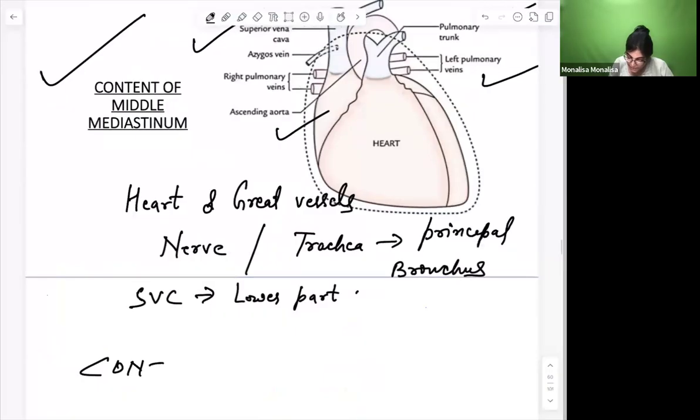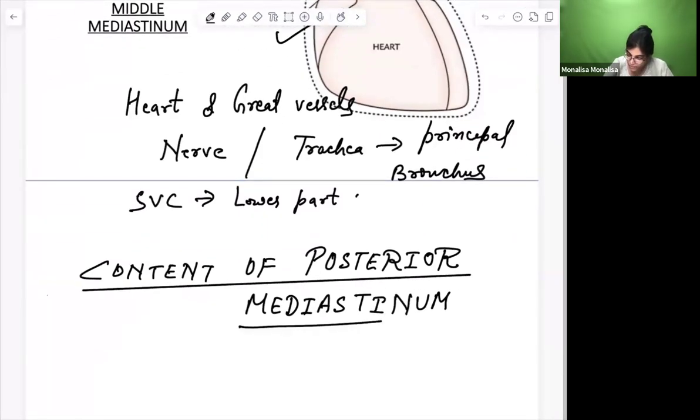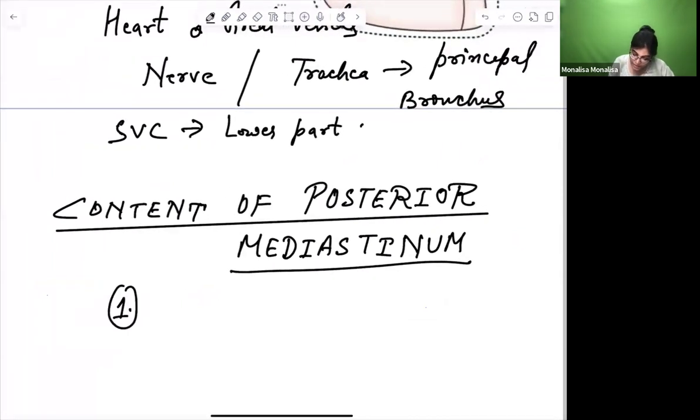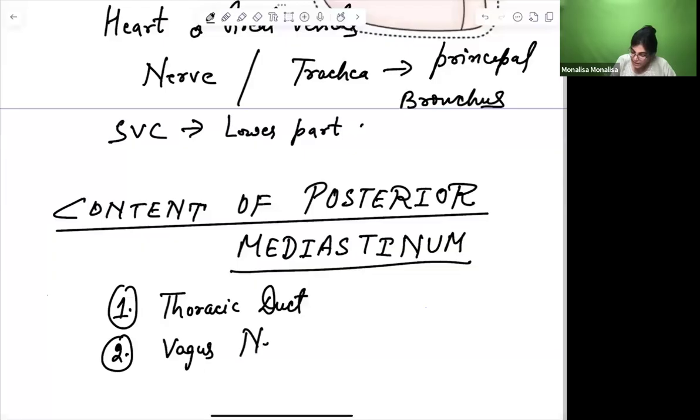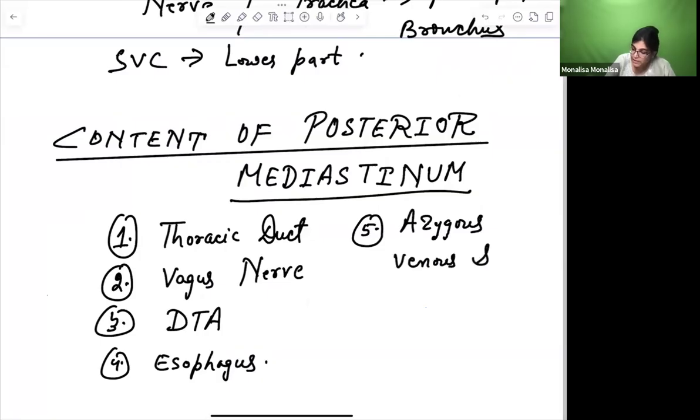Now write down the contents of the posterior mediastinum. The posterior mediastinum contains the thoracic duct, the vagus nerves, the descending thoracic aorta (DTA), the esophagus, the azygos venous system, that means all the veins, and the posterior mediastinal lymph nodes.